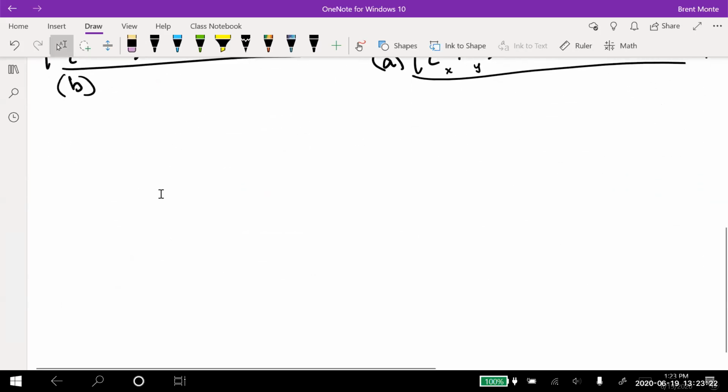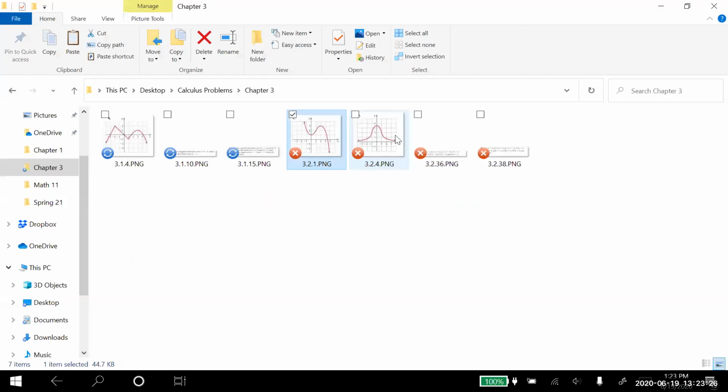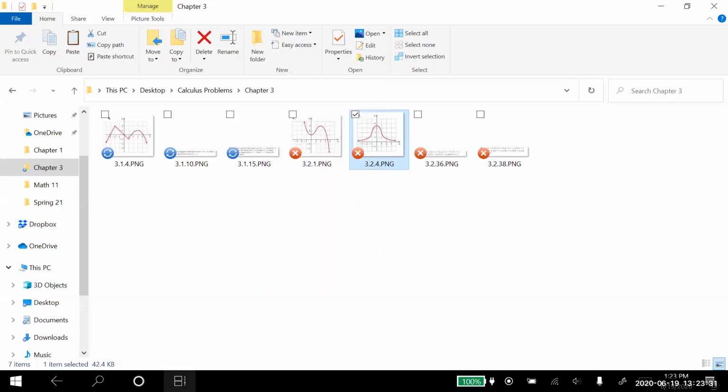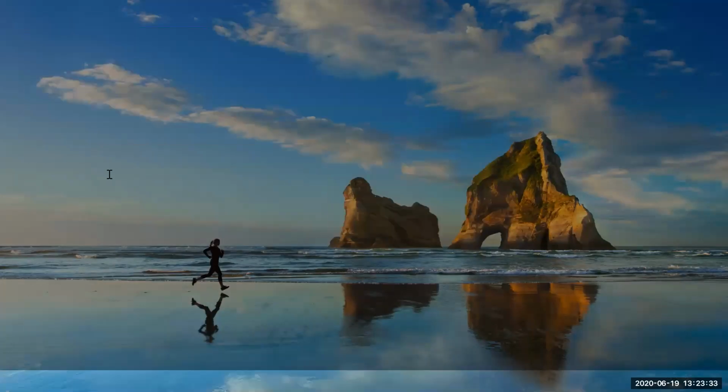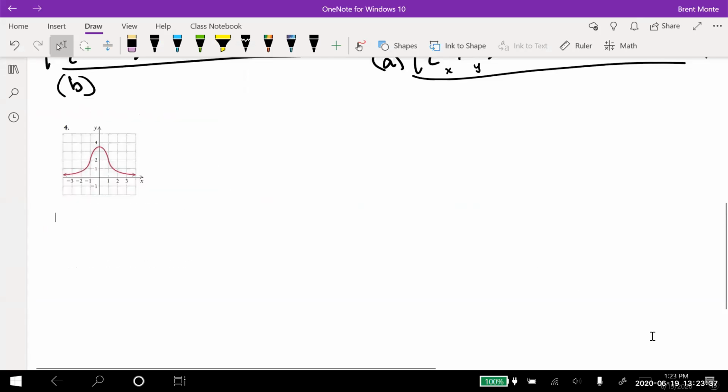Okay. Let's go grab another one of these and do a similar thing. So we'll just grab this one real quickly. Let's see. So we'll copy that. We'll come back in, paste it in. All right. So here's another graph.